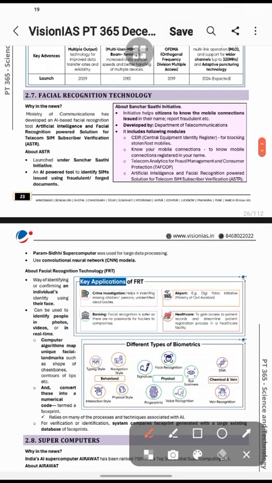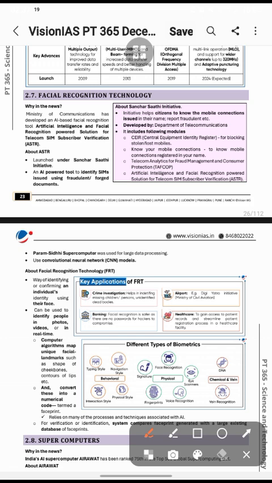Facial recognition technology. The Ministry of Communications has AI-based facial recognition; artificial intelligence facial recognition was given as a solution for subscriber verification under the Sanchar Saathi India AI-powered tool to identify SIMs that are forged. A citizen's mobile connections are issued by the Department of Telecommunications, and the Central Equipment Identity Register blocks stolen mobiles, with telecom analytics for fraud management and facial recognition for subscriber verification.